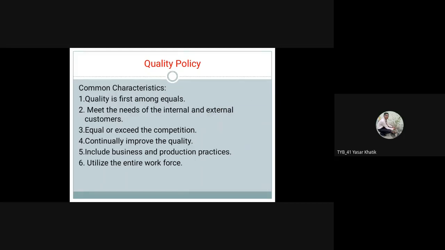Common characteristics regarding the quality policy. Quality is the first among equals. Quality will be the first priority, as an organization or as a customer. These are the rules from the ISO. Meet the needs of the internal and external customer.